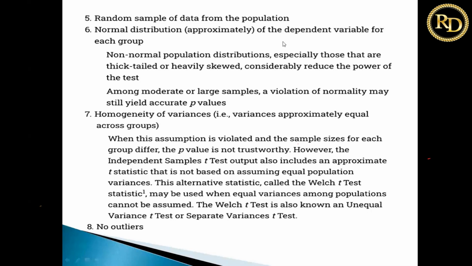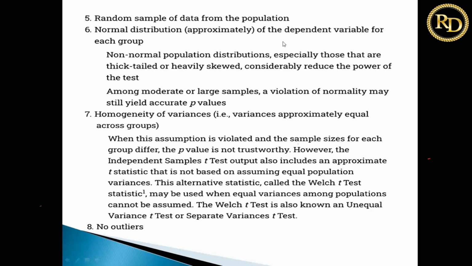So homogeneity of variance should be there, that is, the variances for both the populations, both the samples, should be the same. When this assumption is violated and the sample sizes for each group differ, the p-value is not trustworthy. So there is a test for this too, a test of equality of variance.